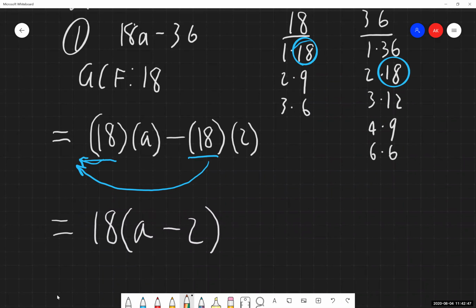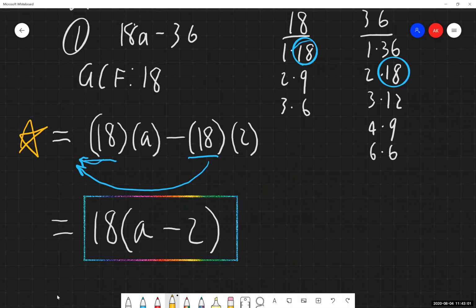And from here, we have just fully factored this expression. So again, big emphasis on the air quotes reverse distributive property that we did in our second step here, our second line of work.